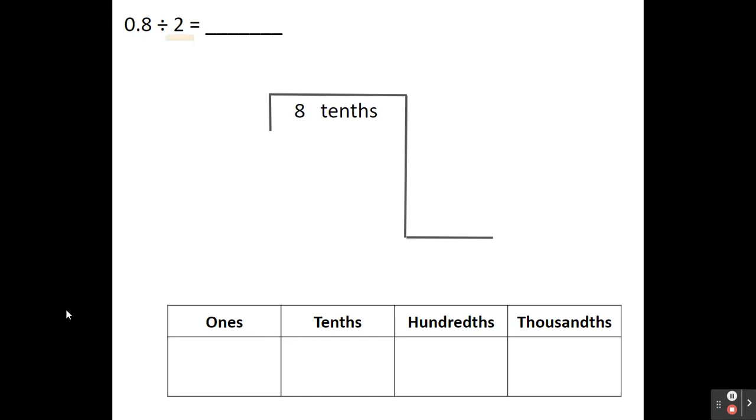The divisor is our second number in our division problem. This is going to go on the outside, 2/1. So we are going to be dividing 8/10 by 2/1.